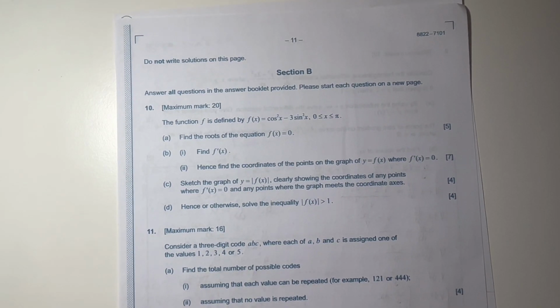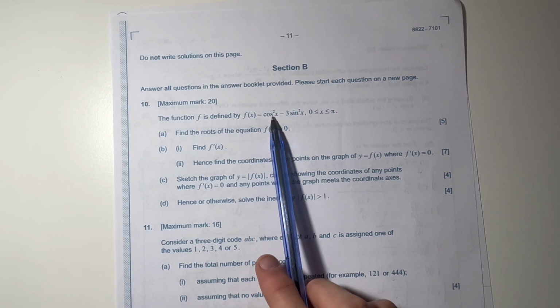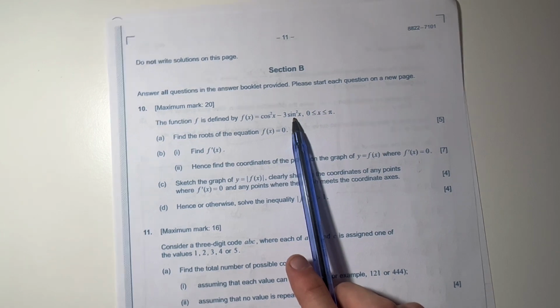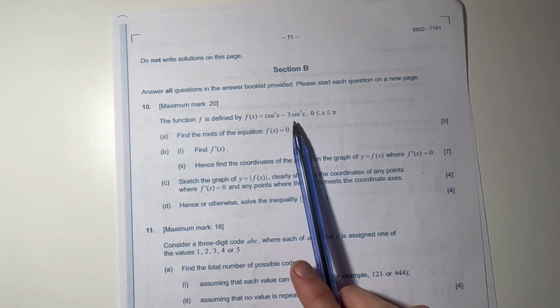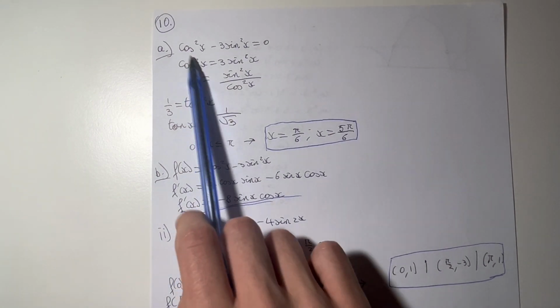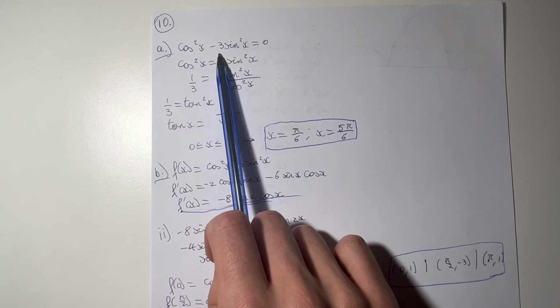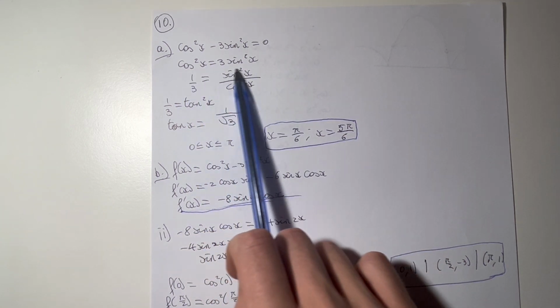Question 10. In the first part of question 10, it asks us to find the root of the equation cos squared x minus 3 sine squared x. And in order to find the root of an equation, we simply have to equate it to 0. And that's just what I did here. I set the equation equal to 0, and from here onwards, I can just solve it. I can bring this one to the other side, so it equals this now.